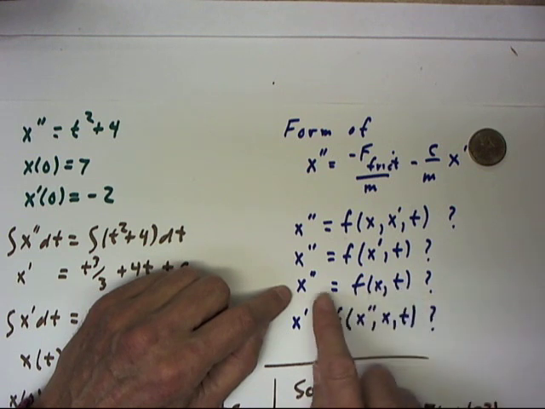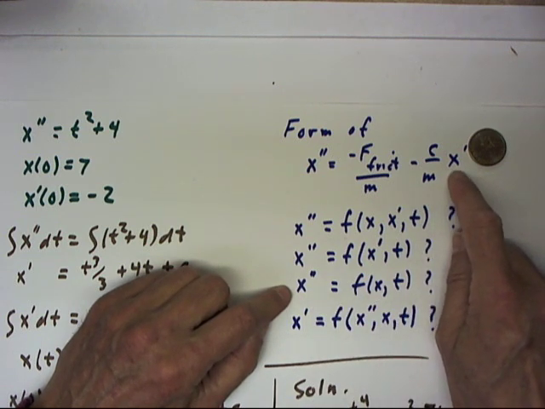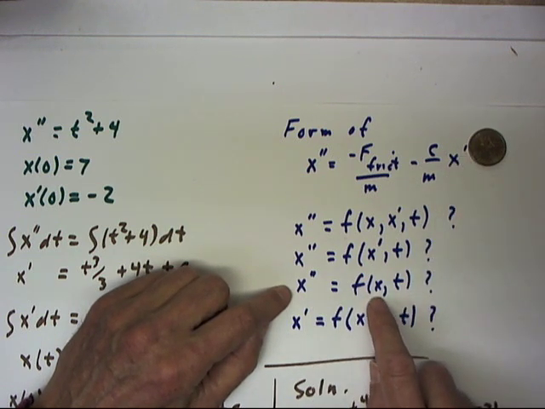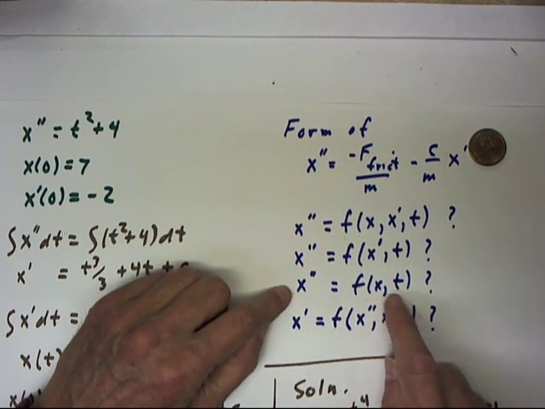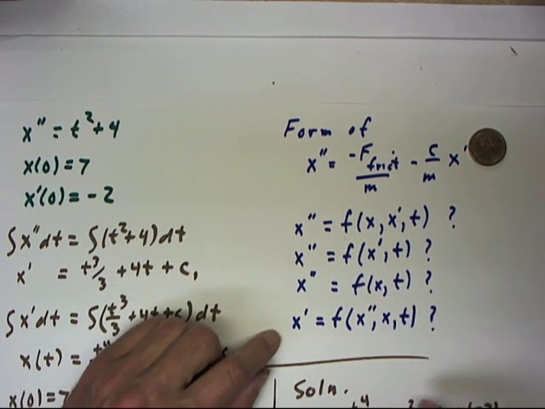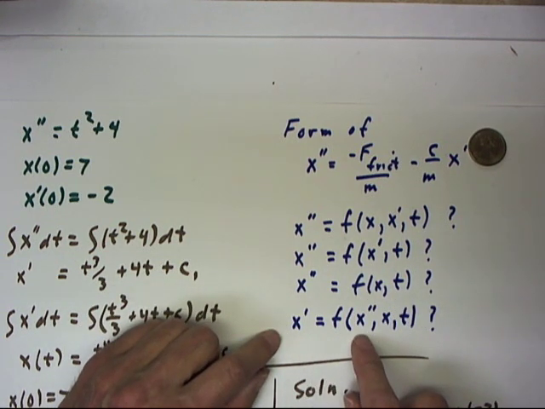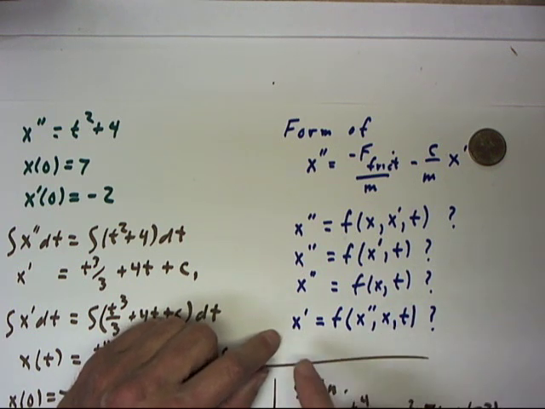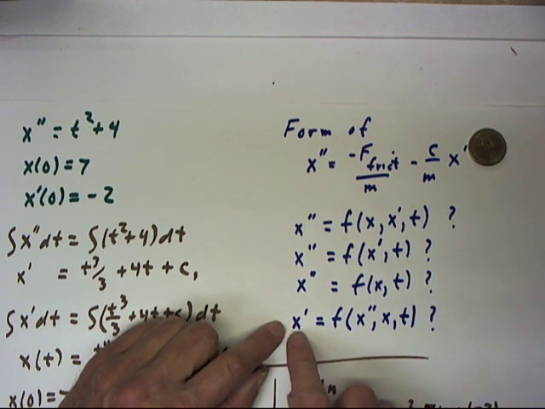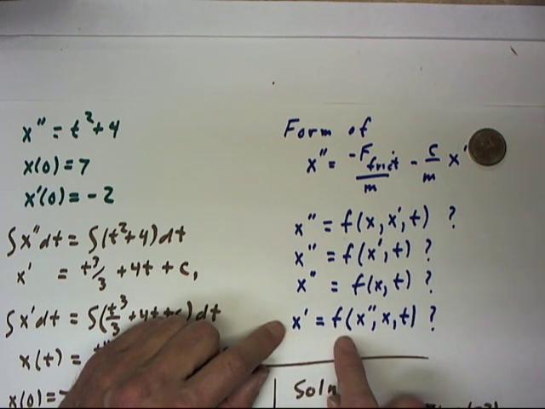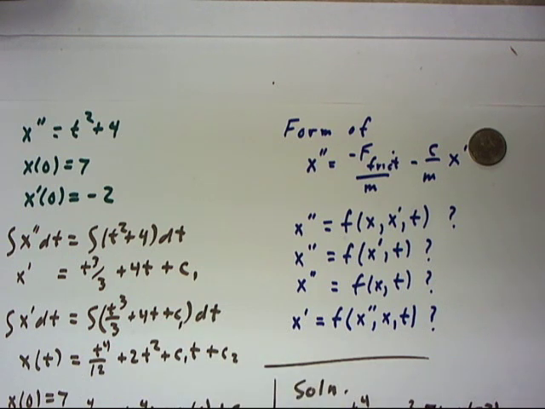F of xt, that doesn't work because we have an x prime up here and we don't have an x prime as an argument of our function f. Or f of x double prime, x prime equals f of x double prime xt. That's not right because we put our highest derivative over here. Our function is going to represent the highest derivative in terms of a series of lower derivatives and our variable.